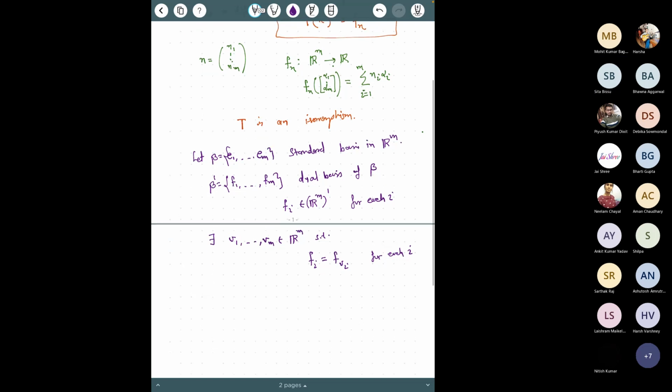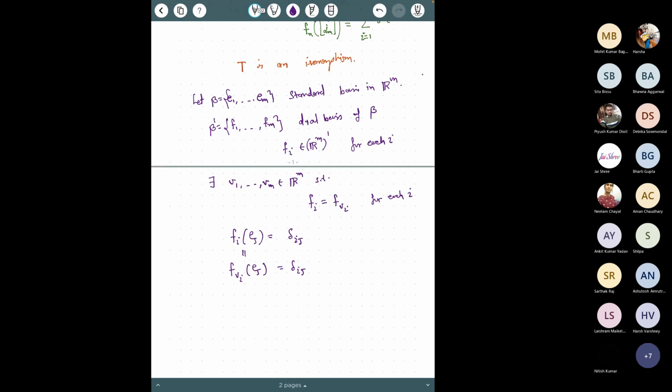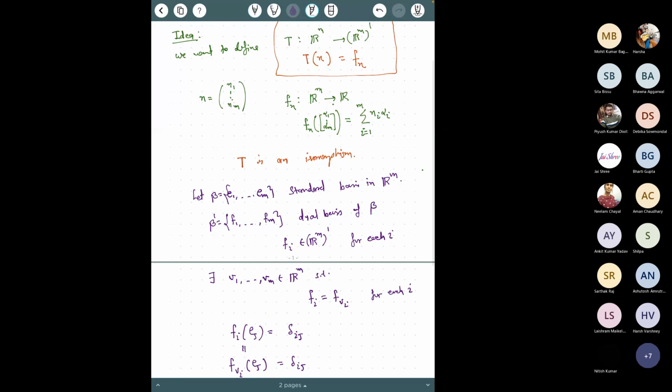Now what we know is that this B dash, the Fi's, forms a dual basis. That means Fi Ej is equal to delta ij. But we know what Fi is, so the left hand side would be F Vi Ej is equal to delta ij. Then you look at the definition of this F subscript Vi Ej, so you go back to it and look at what it is.